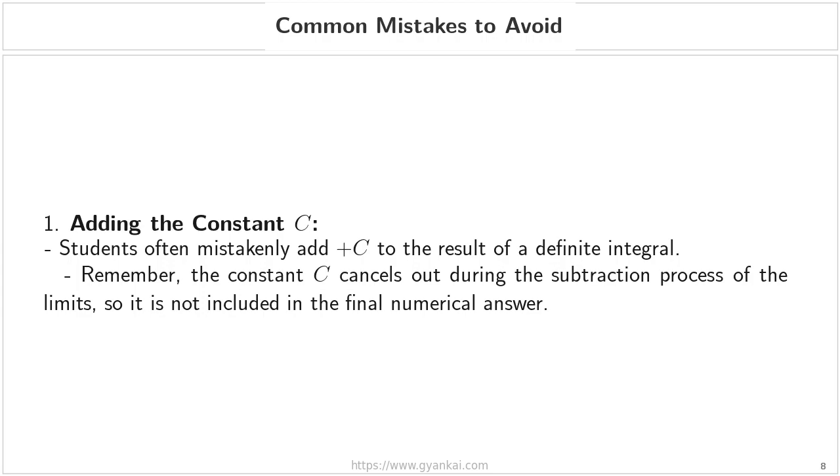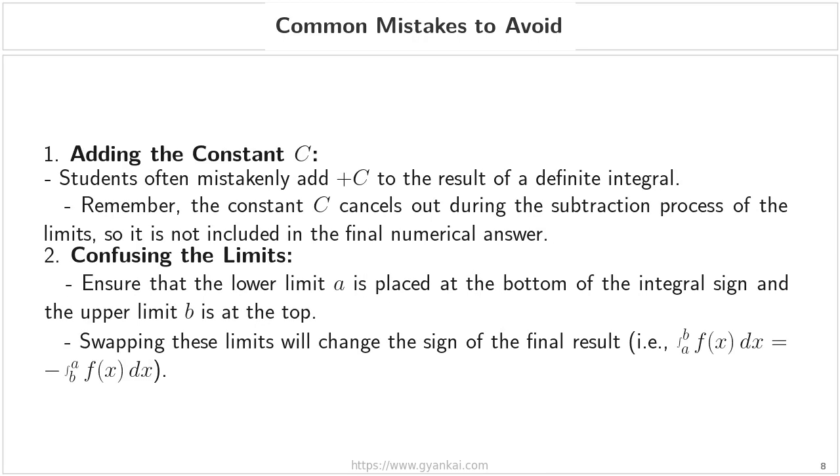1. Adding the constant c. Now, remember when we were working with indefinite integrals, we always added plus c to the end, representing the constant of integration. Well, with definite integrals, that changes. A lot of students, out of habit, still add plus c even when calculating a definite integral. But don't. When you evaluate a definite integral, you're essentially finding the difference between the antiderivative at the upper and lower limits. Because of this subtraction, the plus c terms always cancel out. So, the final answer you get from a definite integral is a numerical value, a constant, and doesn't need the c.